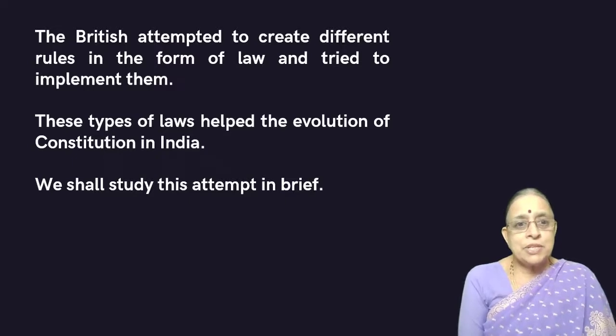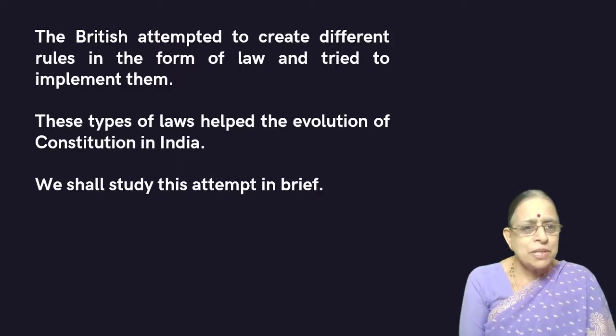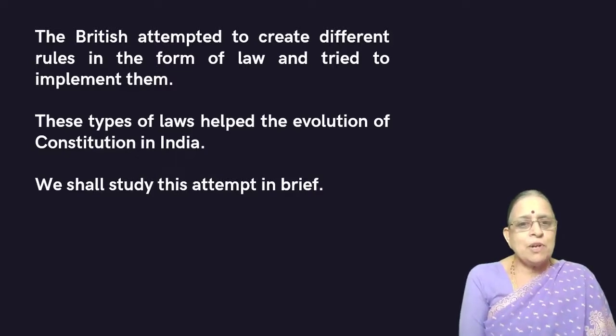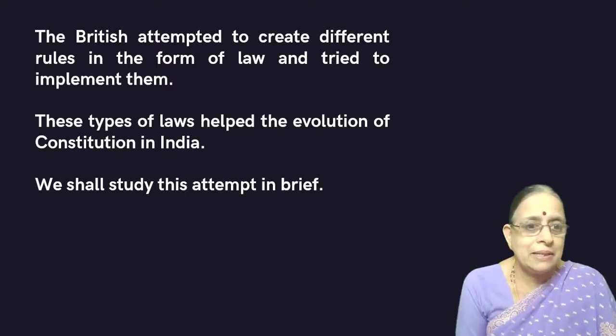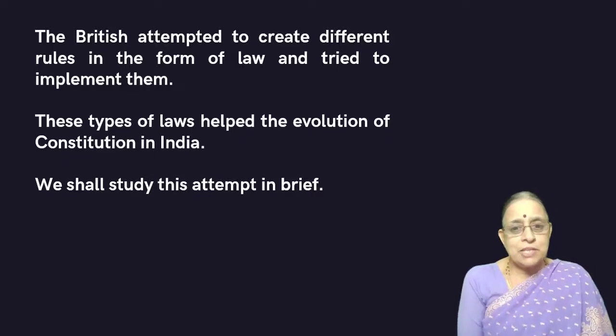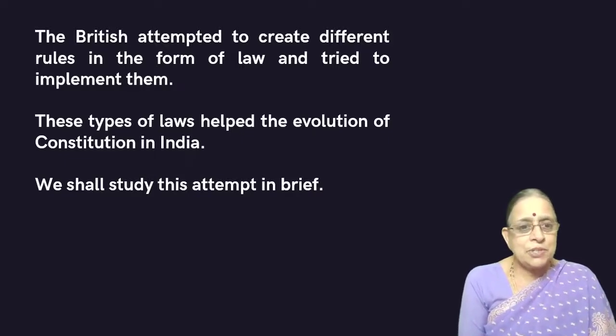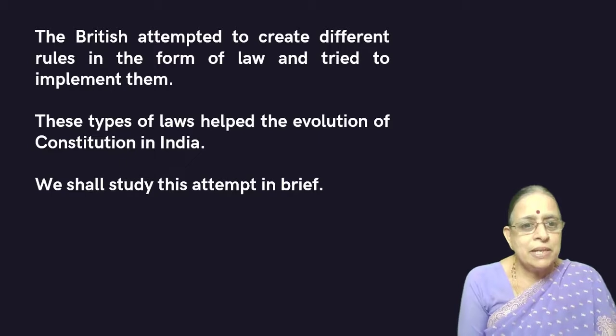The British tried to put into practice those laws. Implement means put into practice. These types of laws helped the evolution of constitution in India. Evolution means gradual development. Evolution means slow changes. Now changes are found in the Indian administration slowly. These laws helped the slow changes of the constitution in India.